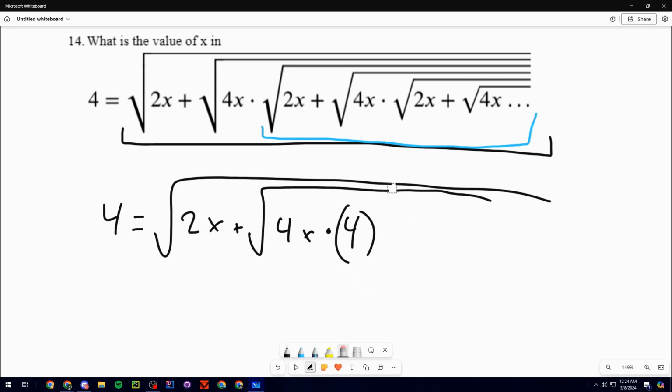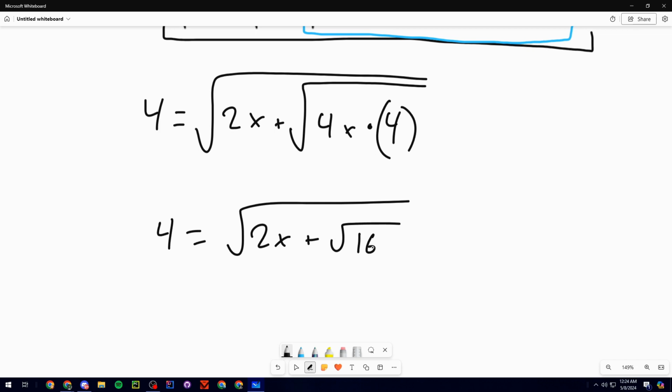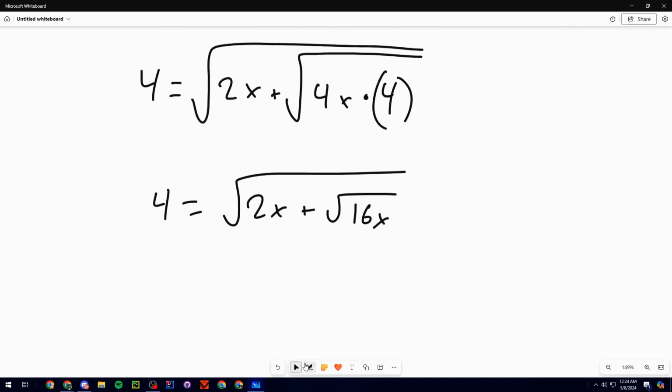And that's pretty much the entire problem, right? After you do this, the problem becomes pretty trivial. I'll just show the algebra real quick to solve it. So you have 4 is equal to root 2x plus root 16x. How do you go about that? Well, you can just square both sides because you're solving for x. So you have 16 is equal to 2x plus the square root of 16x.